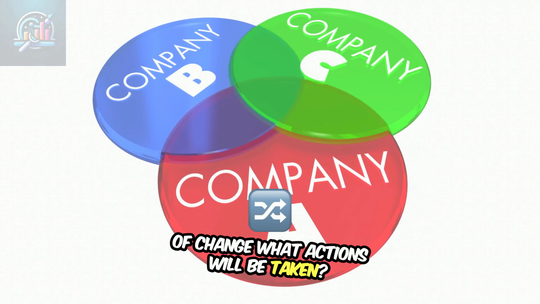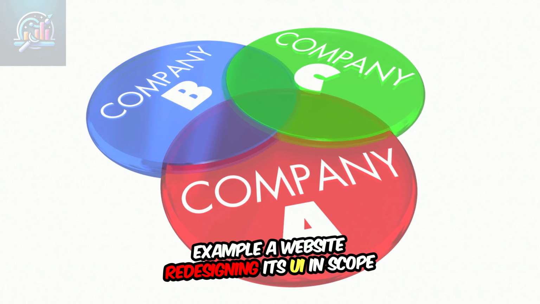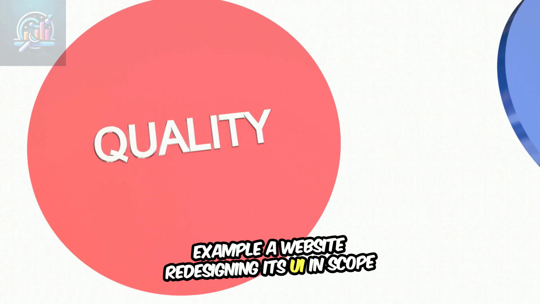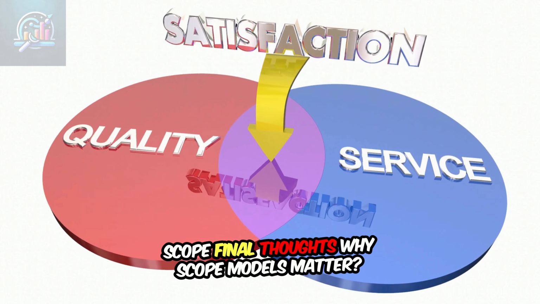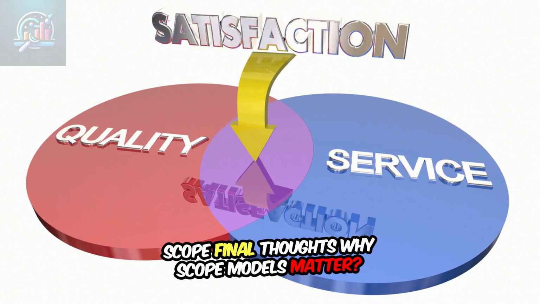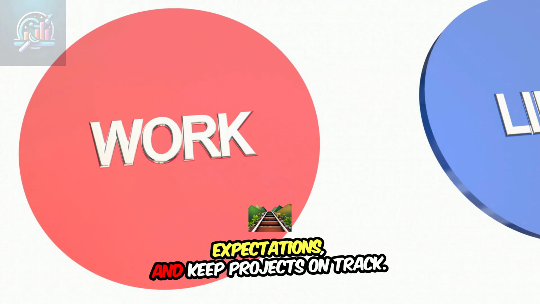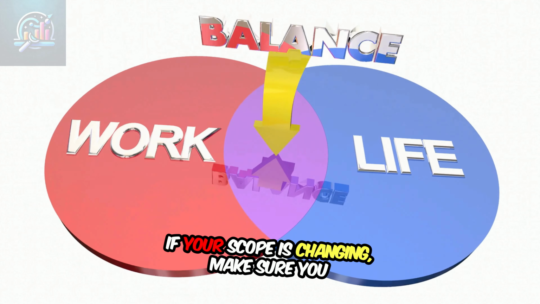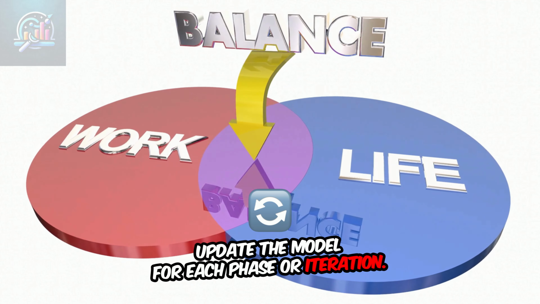Scope of change. What actions will be taken? Example, a website redesigning its UI in scope, but not touching the backend system out of scope. Final thoughts. Why scope models matter? They help avoid confusion, set clear expectations, and keep projects on track. If your scope is changing, make sure you update the model for each phase or iteration.